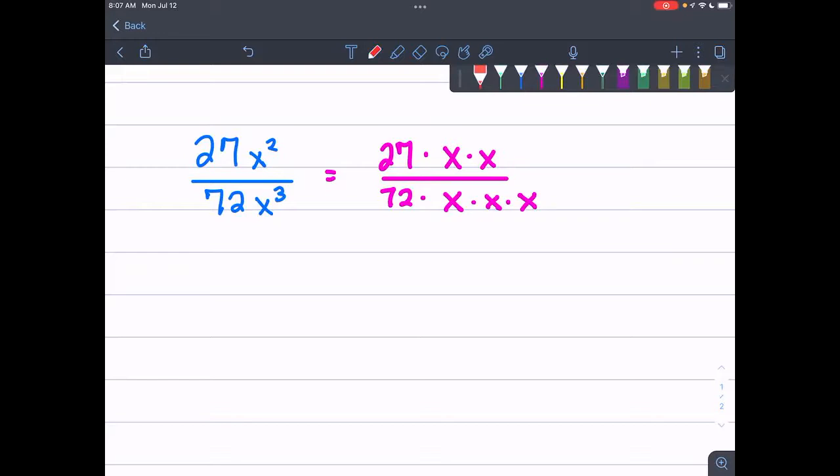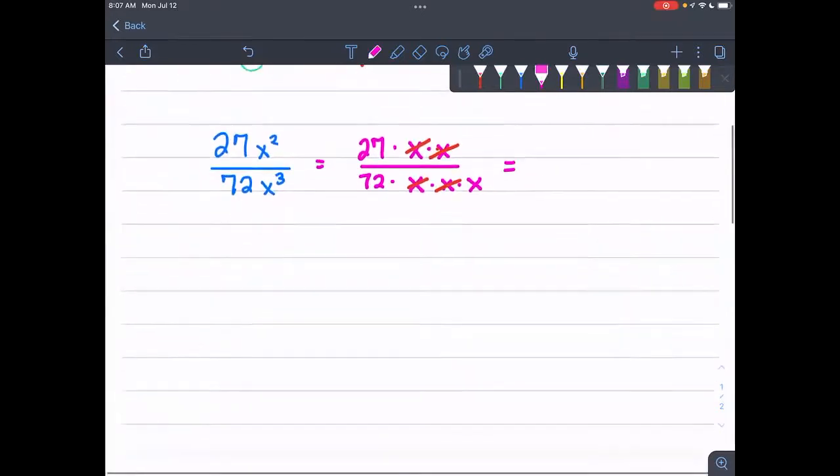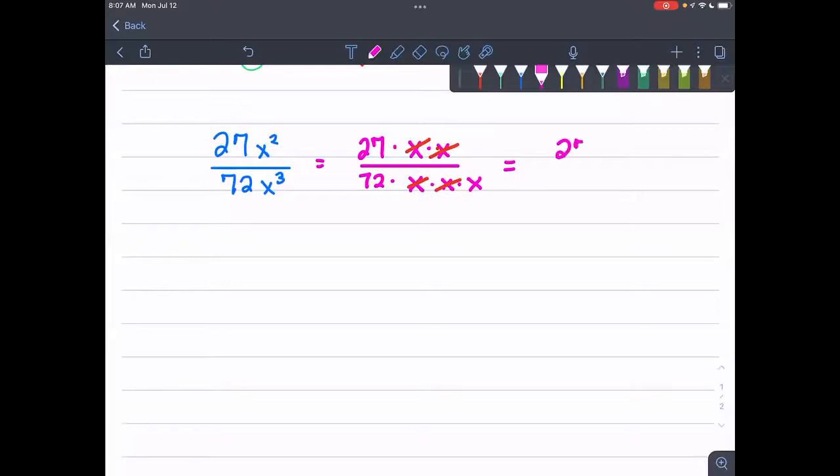Anytime you've got the same thing on bottom and top, we can go ahead and cancel it. So 1x and 1x is gone. A second x and another x is gone. So 27 on top, all the x's are gone up top. We've got 72 on the bottom and 1x.